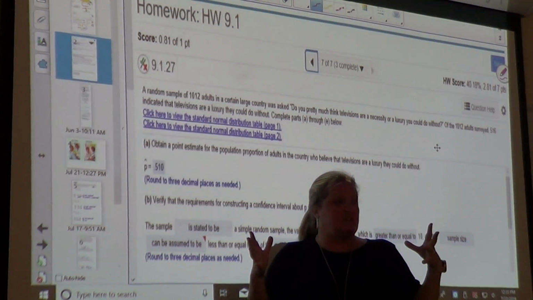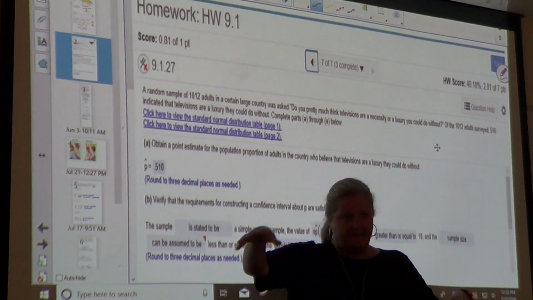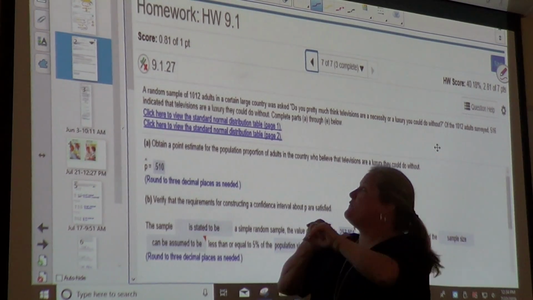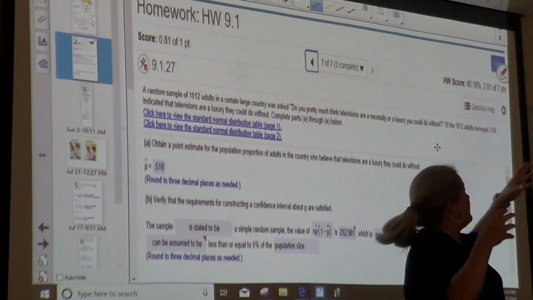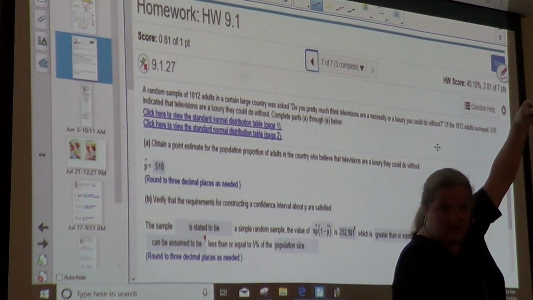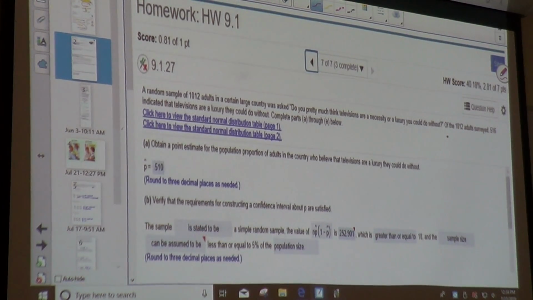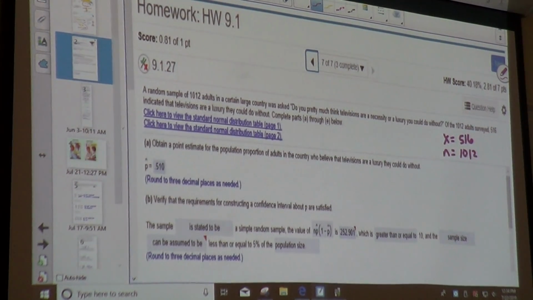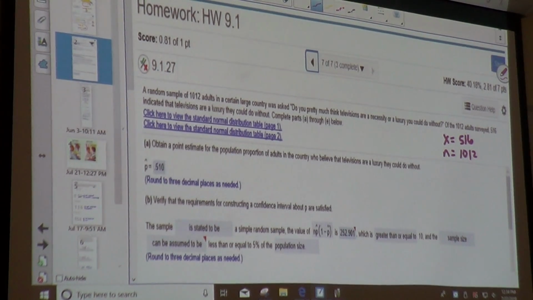What is the 516? What letter? X. Your X. What is the 1012? Your N. So 516 out of 1012. So 516 is your X. Your N is 1012. So your X is how many people answered the question the way you wanted. Your N is how many people in your sample.